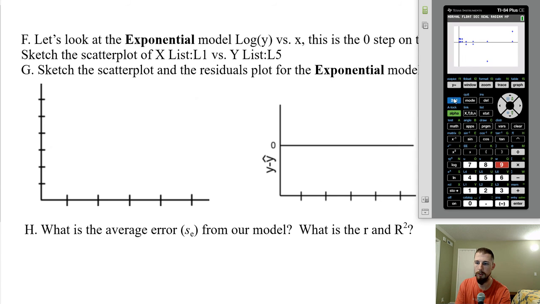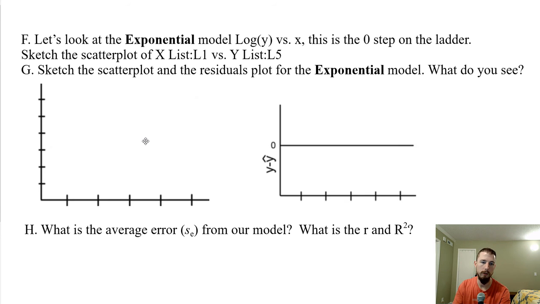Oh, that's still the residual. Okay, so what I forgot to do is to change which plot was on. So turn plot 1 off, turn plot 2 on. Oh, I need to turn this one off. Turn that one on. Okay, let's try this again. Zoom 9. Okay, cool. So if we notice here, it got worse, didn't it?